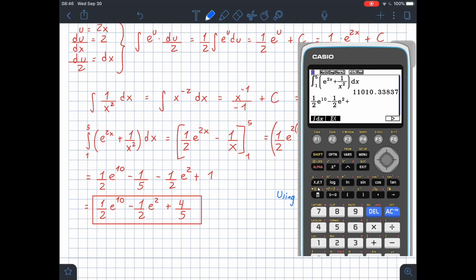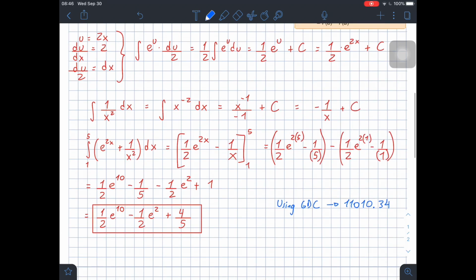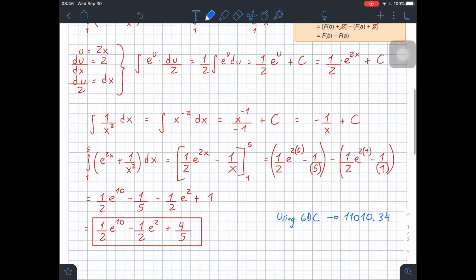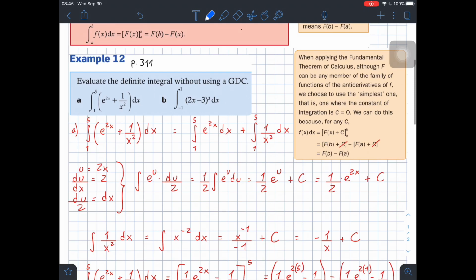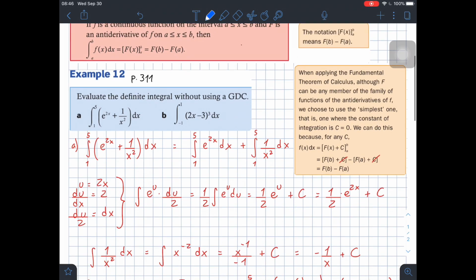Let's see if we get the same result, 4 over 5. We click on execute, and we get exactly the same result. That means that we did this exercise correctly, okay? So that's the fundamental theorem of calculus. It's just evaluating a definite integral by hand, which is doing this right here, okay?